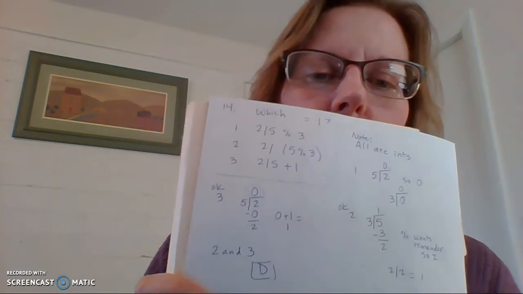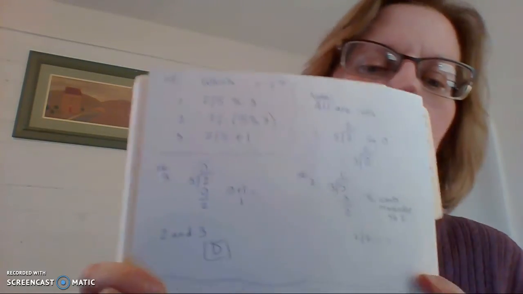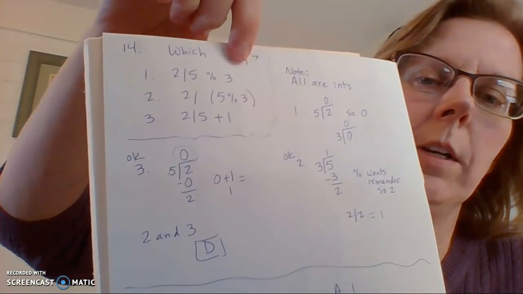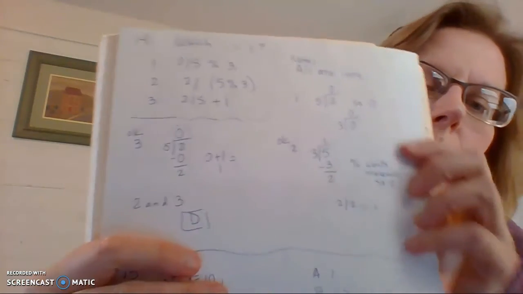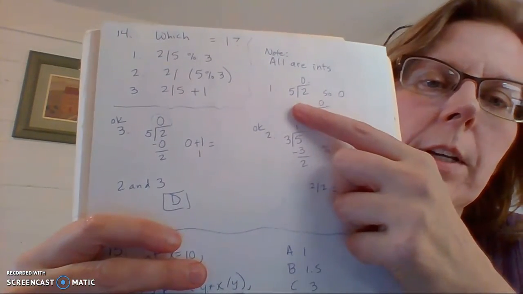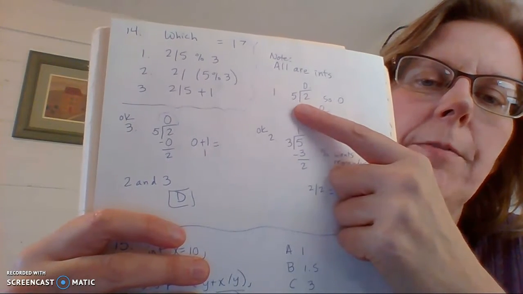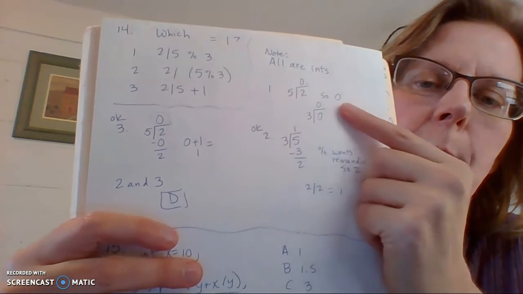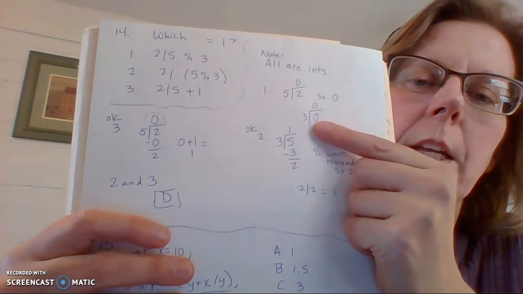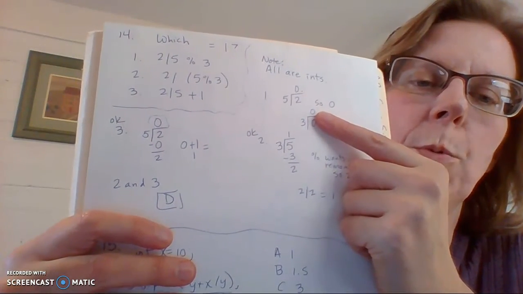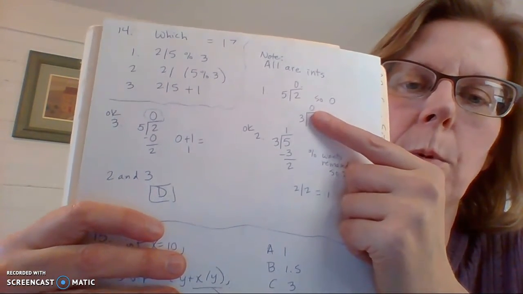All right, so number 14 is the next one where several of us missed it, and we have to figure out which one of these equals 1. So I did them kind of all over the place here. Here's my first one. These are all integer division, by the way. So 2 divided by 5, 5 goes into 2 0 times, so that's 0. And then 0 modulus 3, I want to find the remainder, that's going to be 0. So number 1 is 0, so that does not equal 1.